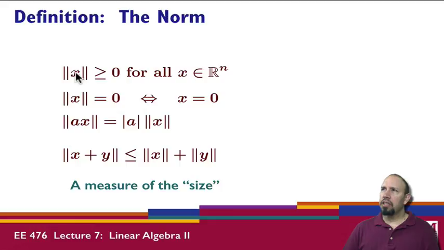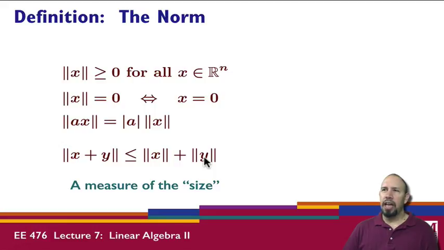So notice, the norm of x is like the size. The norm of x is greater than or equal to 0 for all x, so the size cannot be negative. The size is equal to 0 if and only if the vector itself is 0. If I multiply by a scalar, the scalar comes out, and the magnitude of the scalar comes out. And the norm of a sum is less than or equal to the sum of the norms.